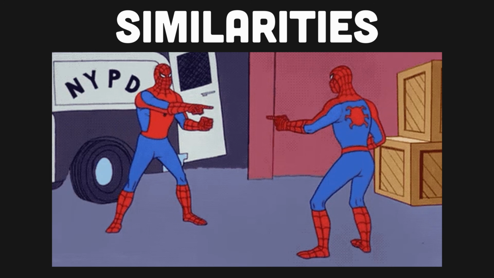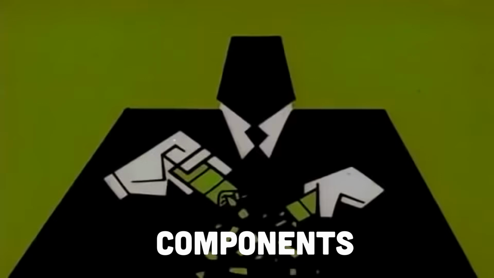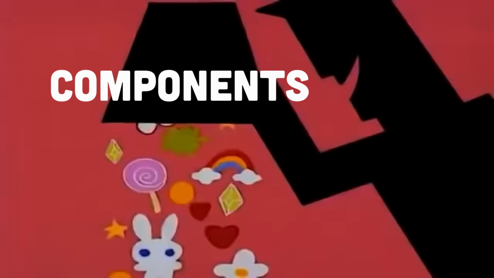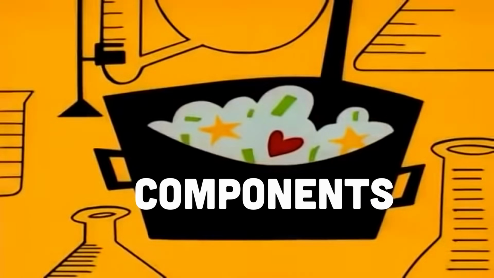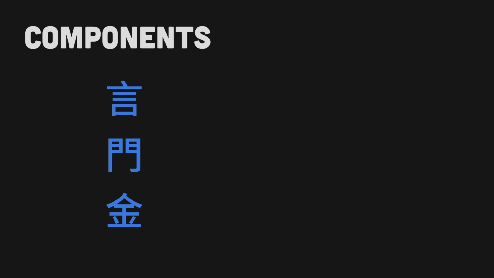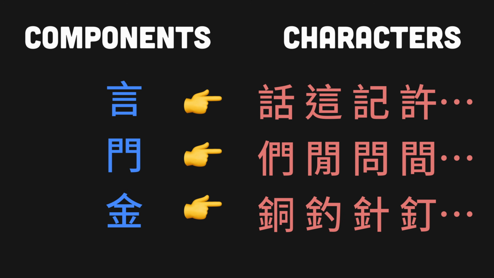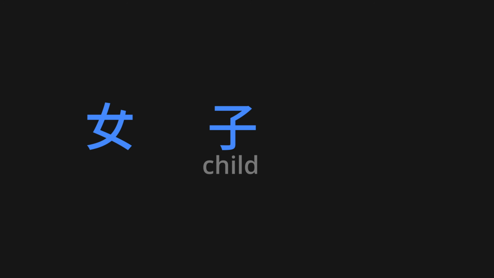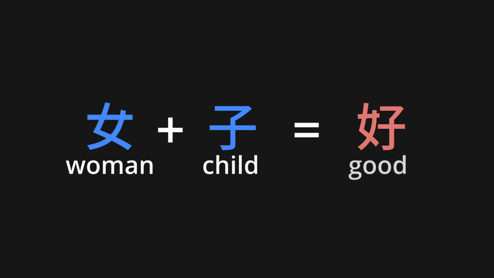Let's start with the similarities. At the core of Wanikani's and HanziHero's character teaching approach is teaching the components within each character. If you are not familiar, components are common groups of strokes that are found across many different characters. Most of these components have their own name or meaning. For example, these are the components for child and woman. When they combine like so, they form the character Hao, which means good in Mandarin.